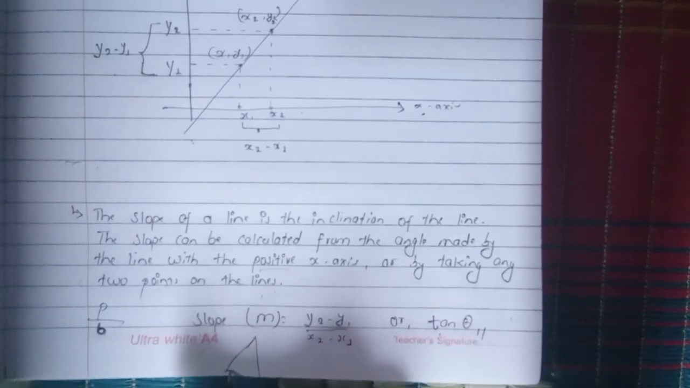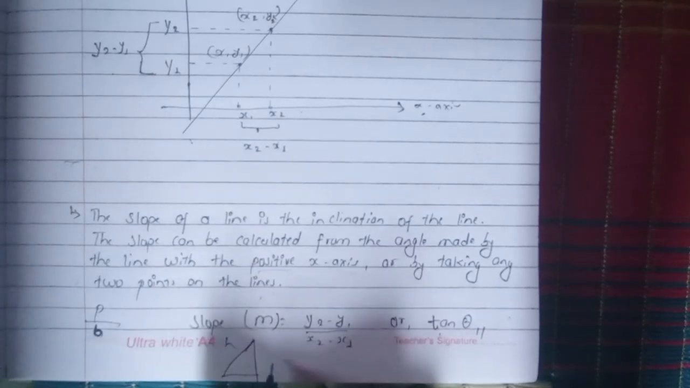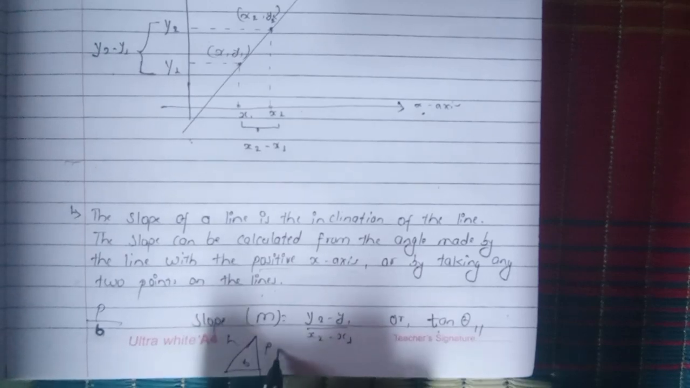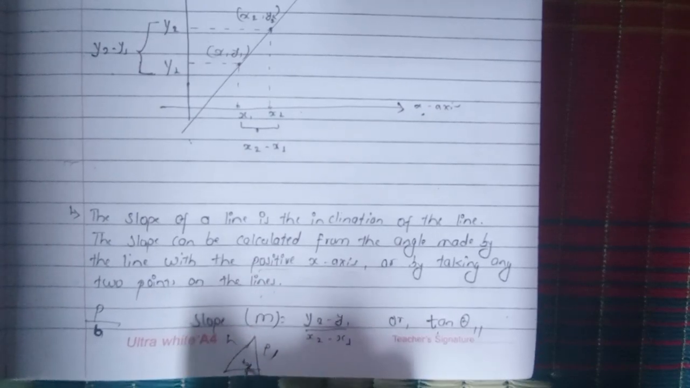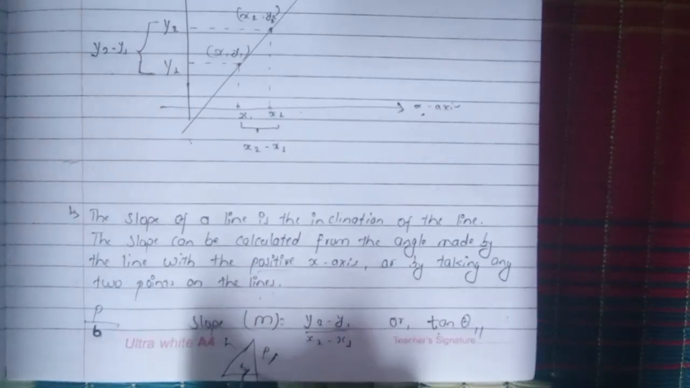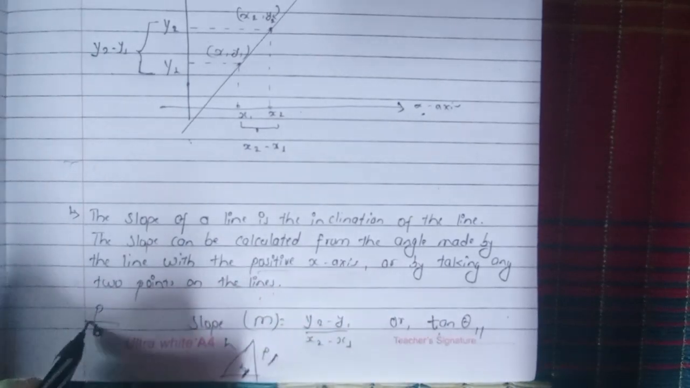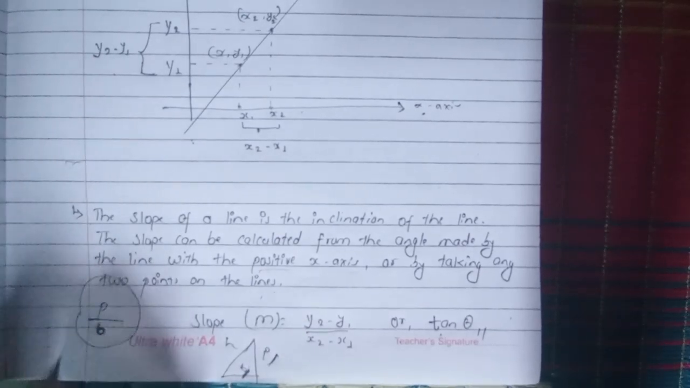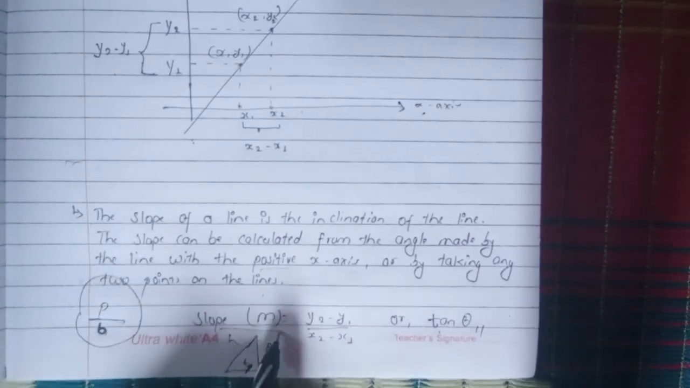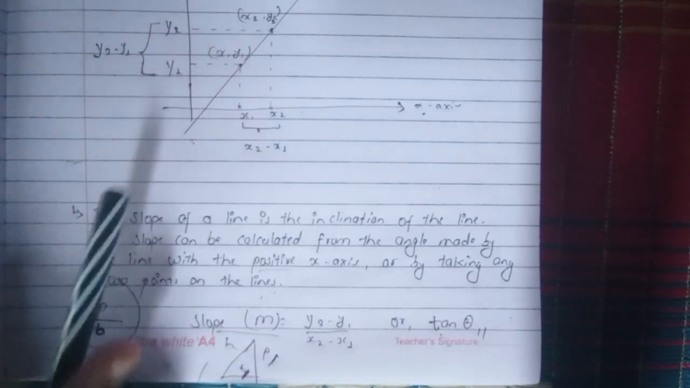It represents which side? This is the hypotenuse, this is the perpendicular, and this is the base. So what is tan theta? P by b. The ratio of perpendicular upon base is known as tan theta. So we can simply write p by b is tan theta, and this is a triangle. So let's move on to another topic.